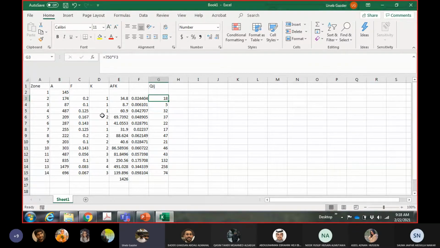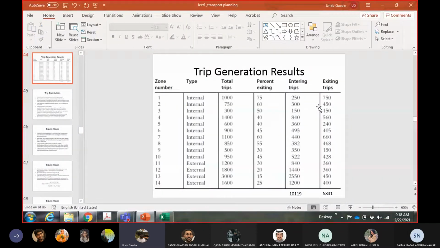Now if you have travel time and the K factor from, let's say, zone 1 to the other zones, then you can repeat the same calculation. Obviously trips attracted will not change, and for trips produced in the last column, you will take the trips exiting zone 2, which is 450. So the P value will be 450, and the trips attracted will be the same which I've used here.